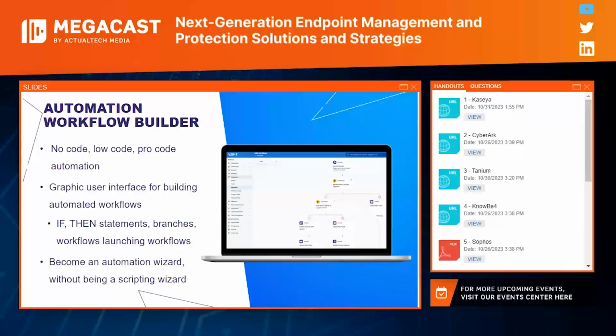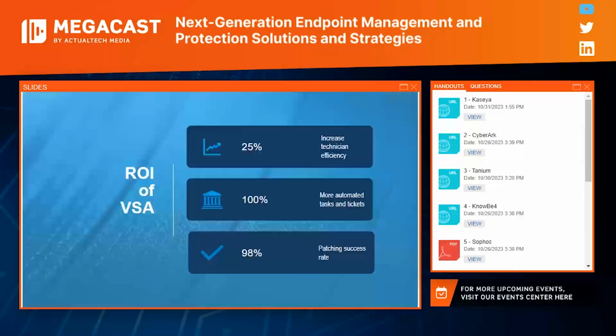So I know ROI is top of mind as we head into potentially worsening macroeconomic headwinds. So I wanted to go over specifically the ROI of VSA. Here's what we've seen in real customer case studies. We've seen a minimum of 25% increase in technician efficiency. We've seen a 100% increase in automated tasks and tickets. And of course, that comes from both our script library and just sitting down and making it really easy to tackle those things you don't want to do. And a 98% patching success rate.